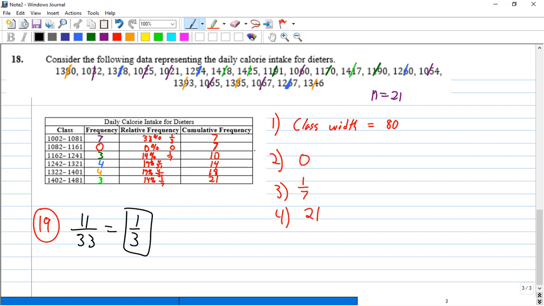Step 2, determine the relative frequency for the third class as a simplified fraction. The third class has 5. That was part 1. Part 2 has 5. It still has a total number, and you can't reduce that. 5 over 33. All right.